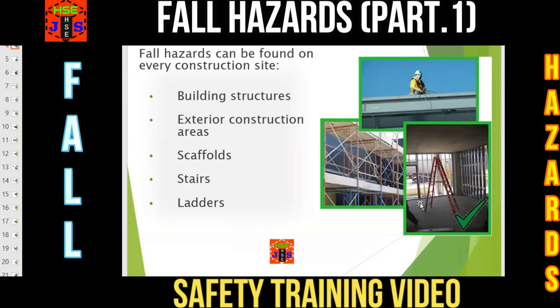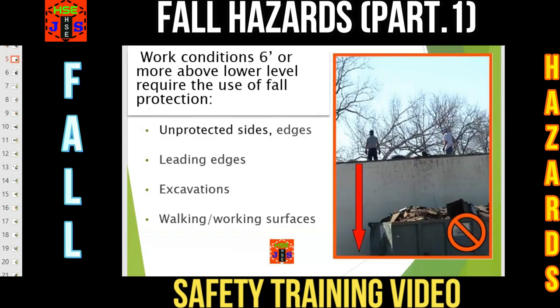Fall hazards can be found on every construction site. Usually, they involve building structures, exterior construction areas, scaffolds, stairs, or ladders. I will make a quick assessment for every construction site and every fall hazard. So, first of all, we'll discuss building structures.